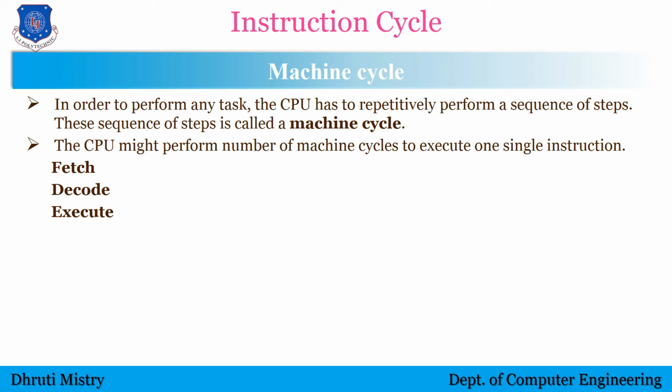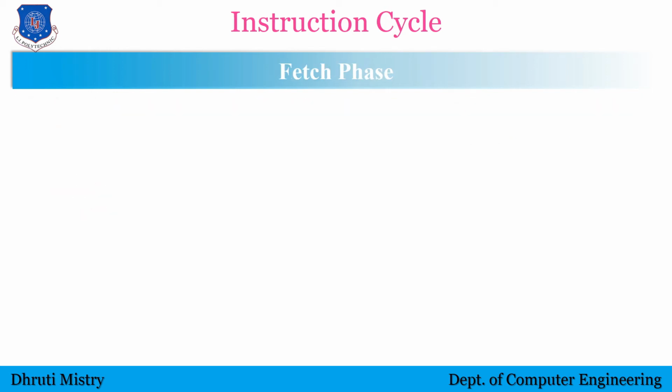In order to understand the step-by-step execution of the instruction cycle, let us break the cycle into a series of steps initiated by the CPU to execute one instruction. Now, the first phase of the instruction cycle is called the fetch phase. The instruction cycle starts with the sequence counter initialized to 0.